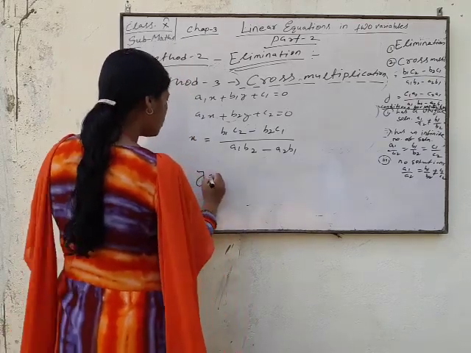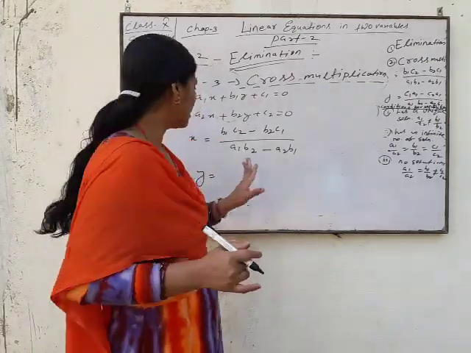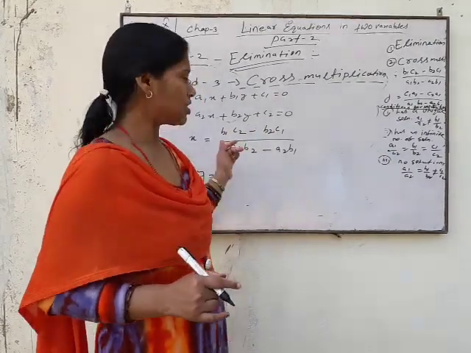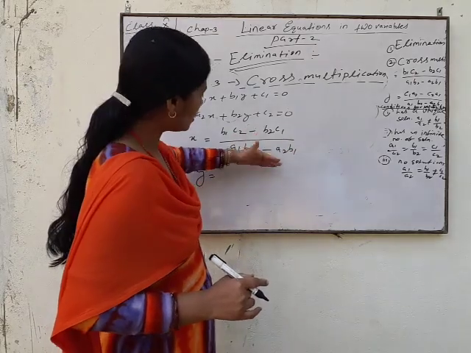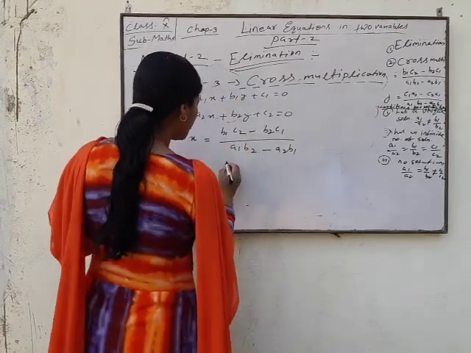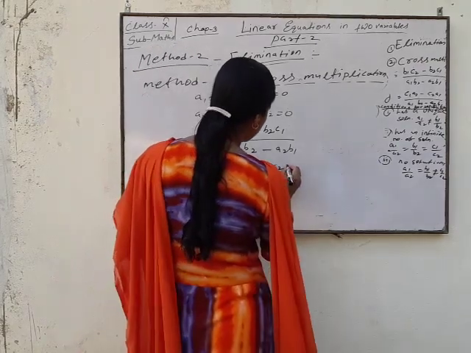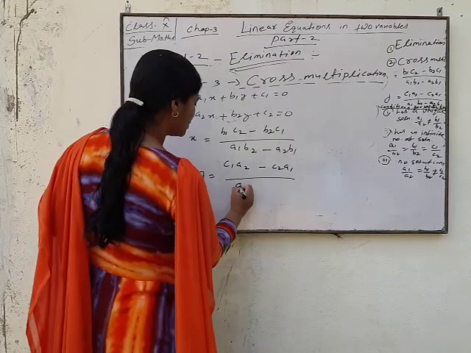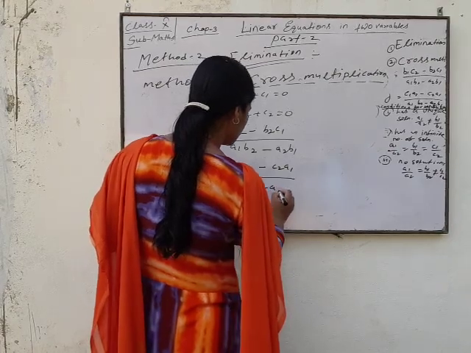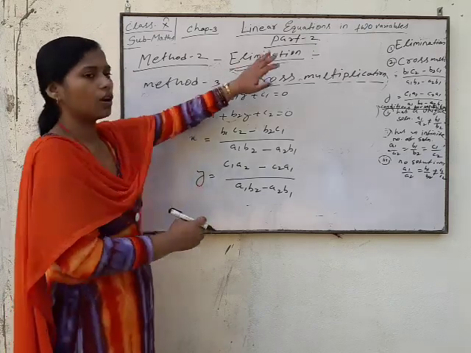The same way for y, equal to CA. For an easy way of remembering, x equals BC and y equals CA. The same coding 1 2 2 1, and the denominator is the same, AB. So y equals CA. It means c1 a2 minus c2 a1 divided by the same denominator, a1 b2 minus a2 b1. This is the value of x and y. This is the formula for the cross multiplication method.